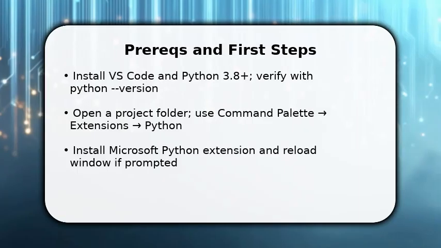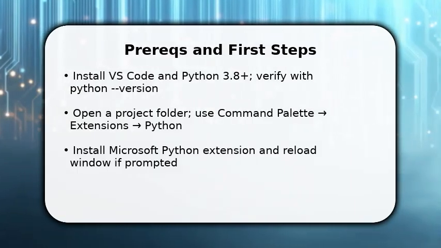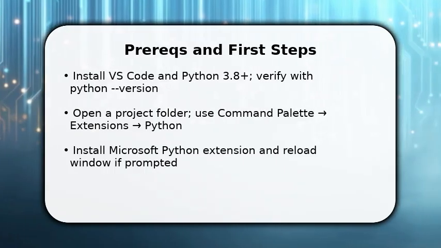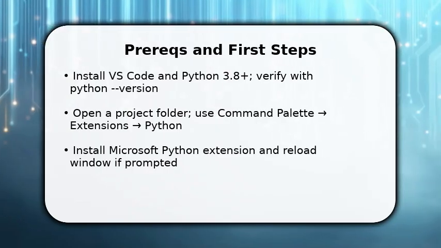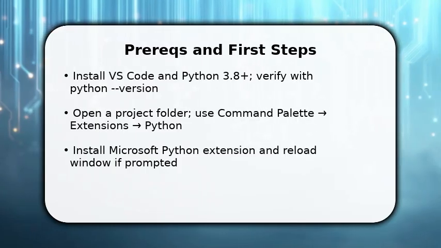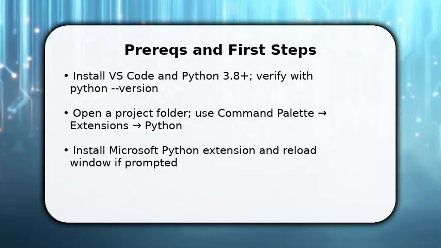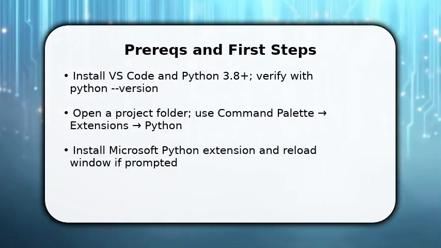You start by confirming the essentials, VS Code and a working Python interpreter. Open your project folder so settings stay local. Once done, open the extensions view, search for Python, and install the Microsoft extension. You do this now to enable IntelliSense, linting, and debugging support. Make sure to reload the window when prompted so the extension activates.